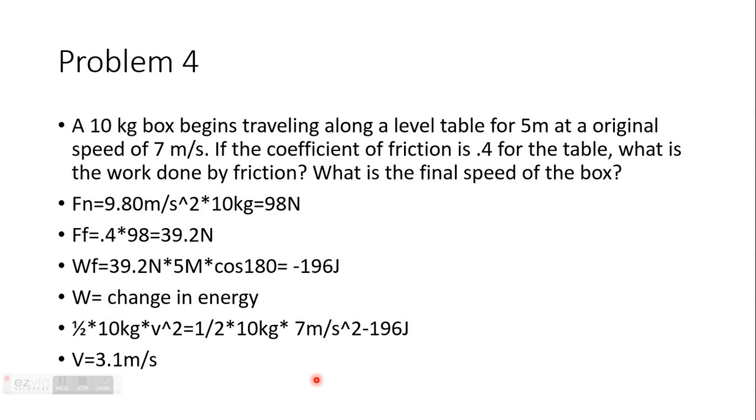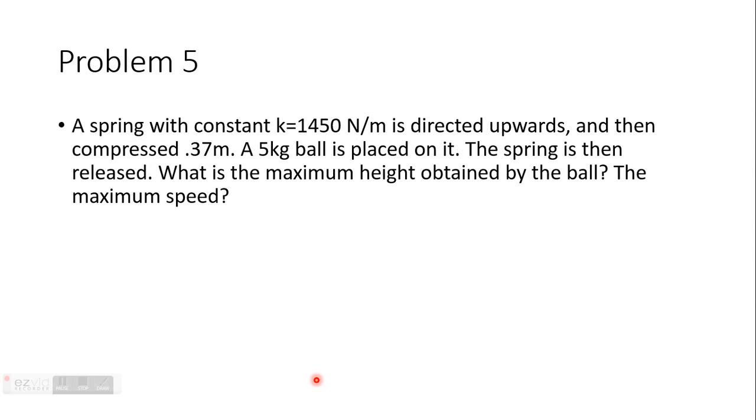So that's pretty impressive. A spring with constant 1,450 newtons per meter is directed upwards and then compressed 0.37 meters. So we've got a spring sticking up in the air and it's compressed 0.37 meters. And a 5 kilogram ball is placed on it and the spring is then released. And so what is the maximum height obtained by the ball and the maximum speed that the ball obtains?